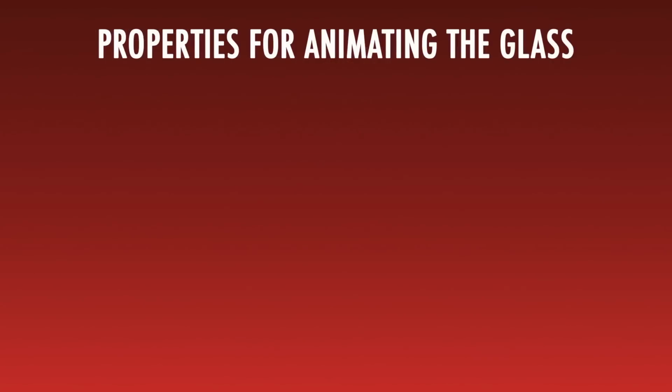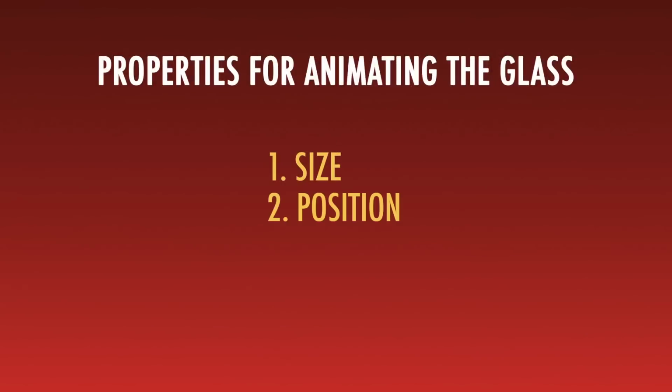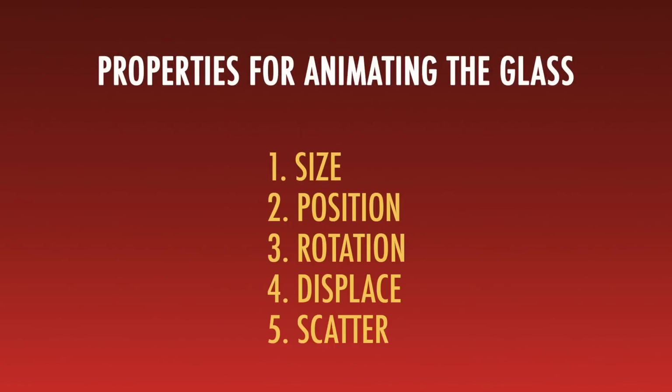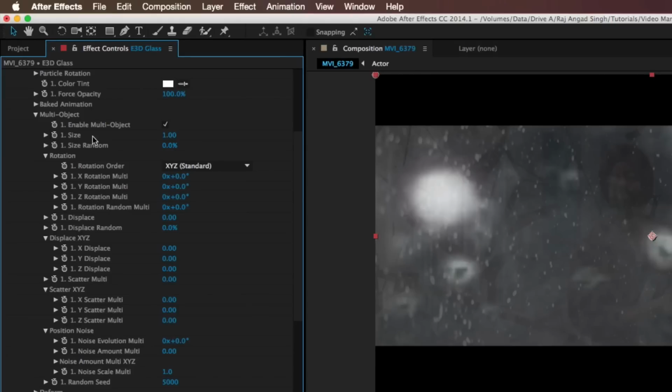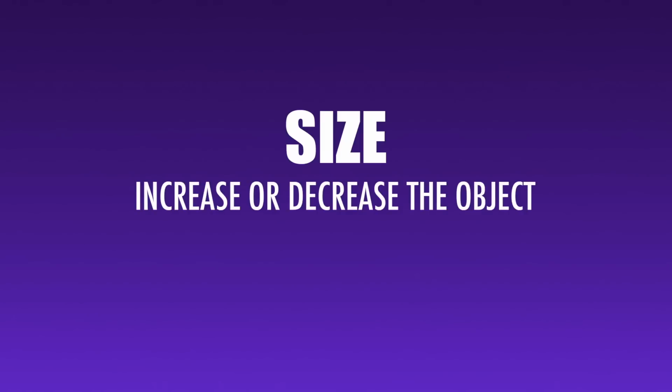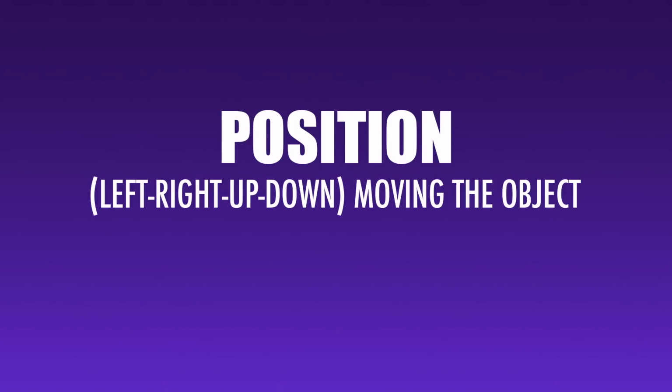The basic things we need for animating this glass are the size, the position, rotation, displace and scatter. And let me explain you a bit. You can easily understand what size and position mean. With size you can increase or decrease the object and with the position you can change the object's position.